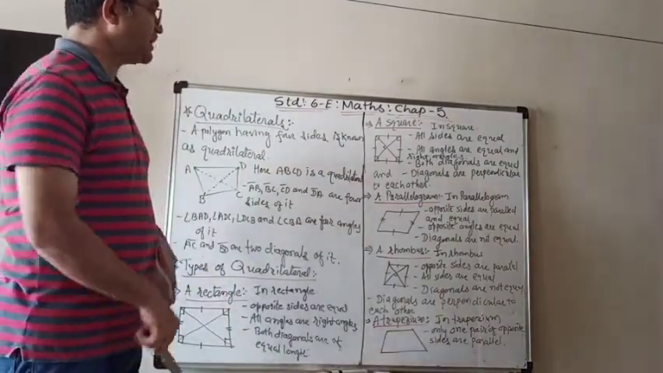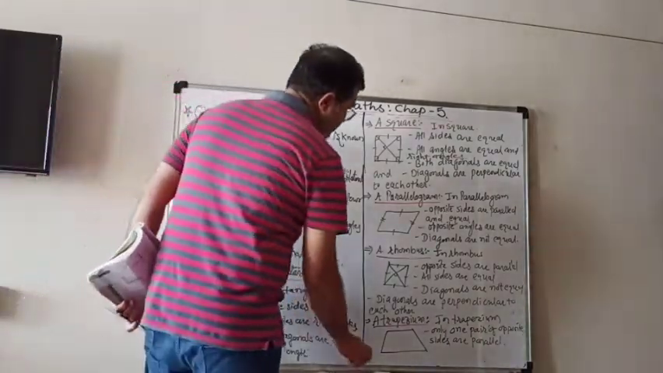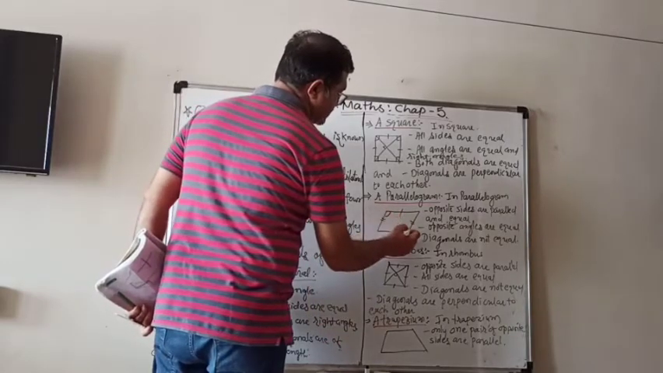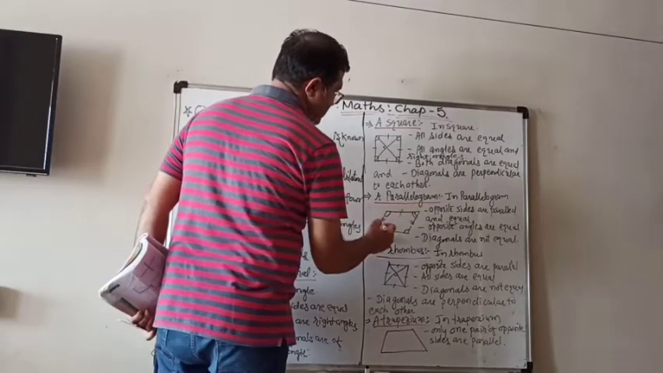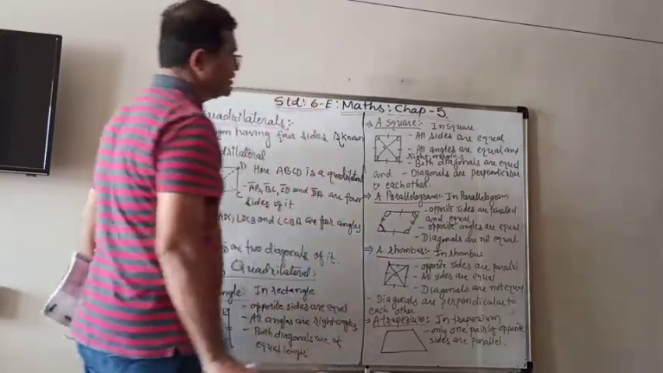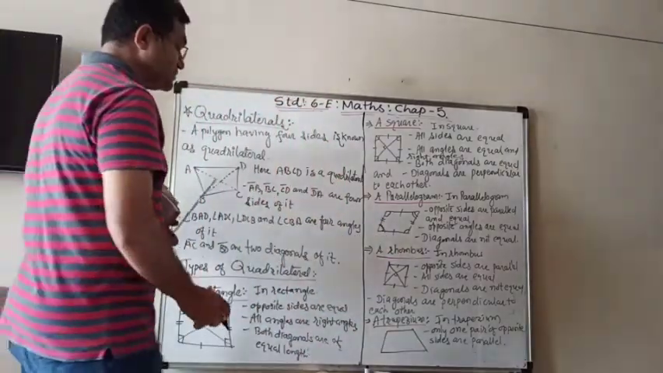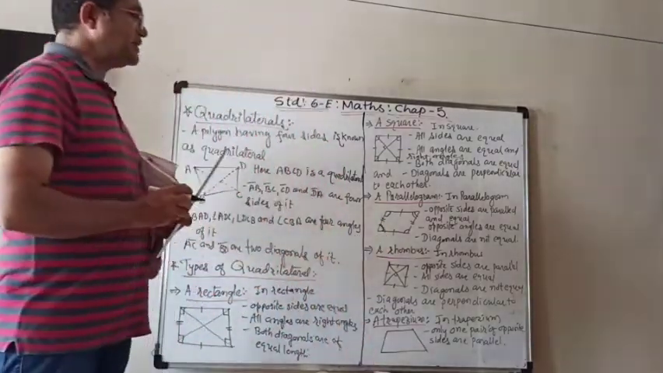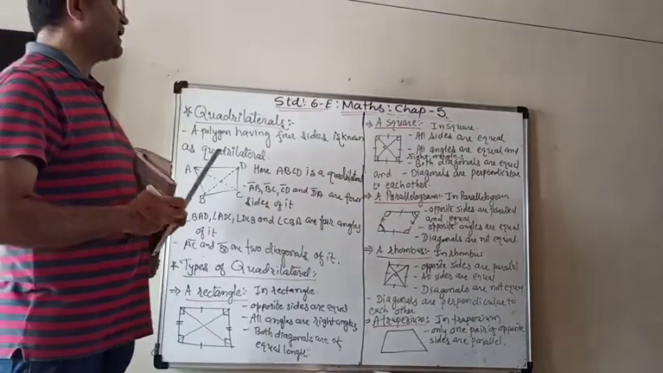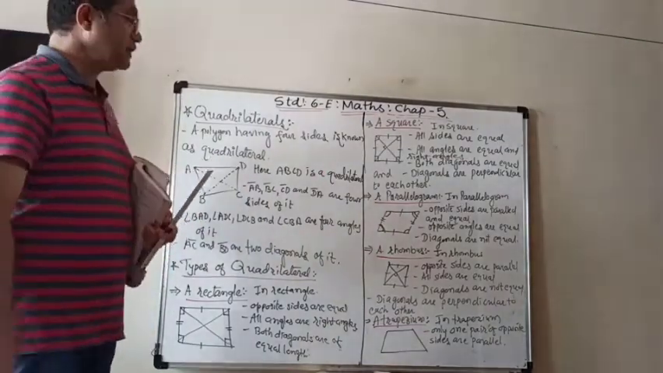Similarly, opposite angles are also equal. It means that this angle and that angle will be of the same size. This angle and this angle will also be of the same size. So opposite sides are equal, and opposite angles are also equal.